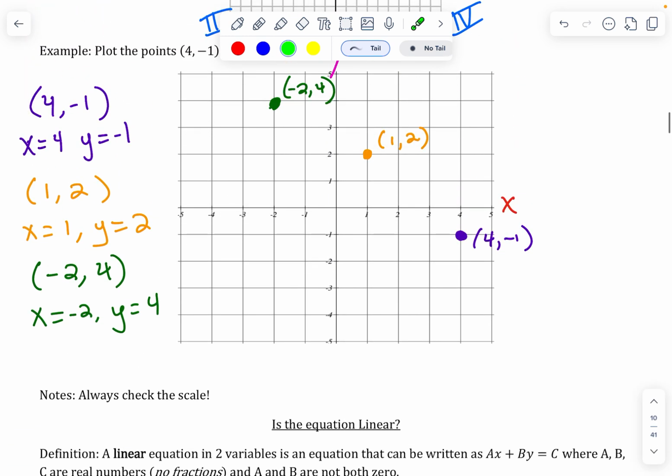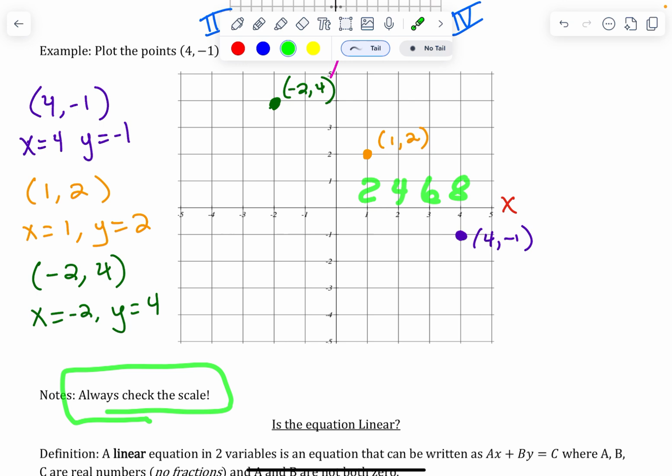So we do have a note here at the bottom that says always check the scale. Sometimes when we label our x and y, this is counting by ones: negative 1, negative 2, negative 3, or 1, 2, 3, 4. Sometimes the scale is going to be different. So this could be a 2, 4, 6, 8. So you need to watch and make sure you're not counting by 2s or counting by 5s, because sometimes the graphs on your homework are not going to be counting by 1. So you need to watch that.